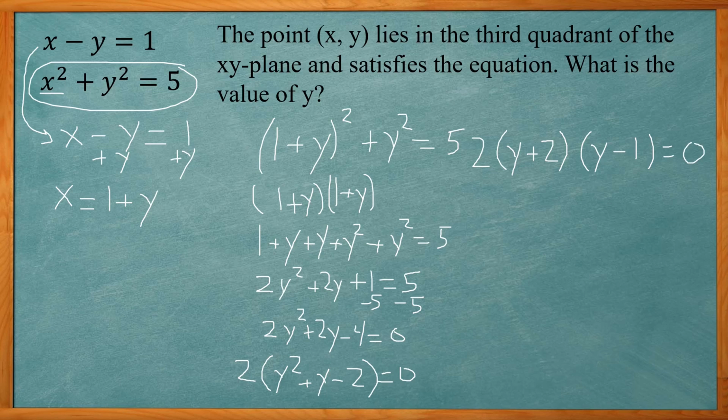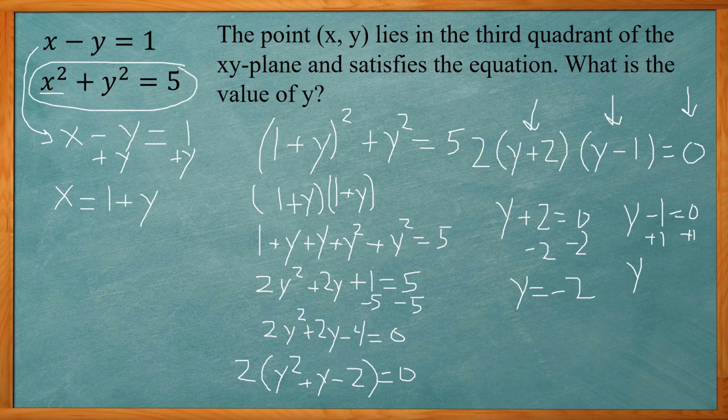Okay, so that's factored. Now the zero product rule states that any of these factors could equal 0 and make this whole equation equal to 0. So I have y plus 2 equals 0, and y minus 1 equals 0. Subtract 2 from both sides here, so y equals negative 2. Over here, I'm going to add 1 to both sides, and y equals 1.